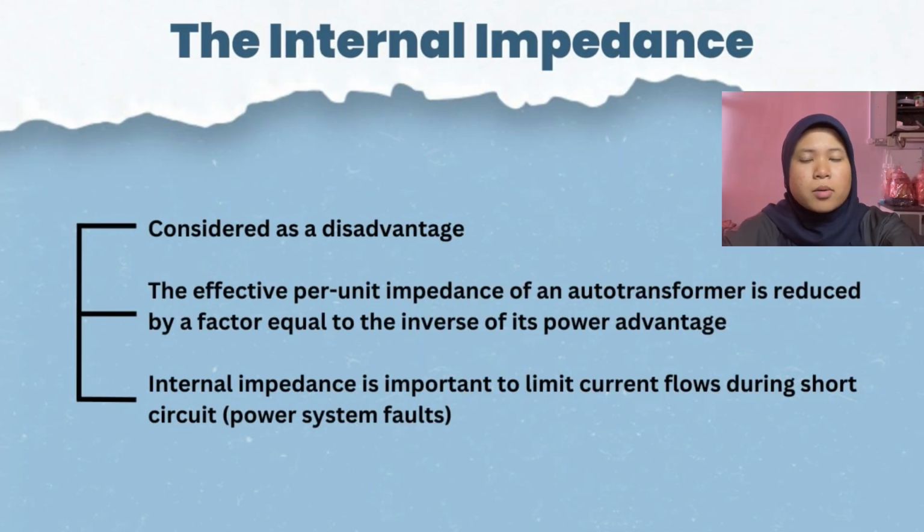Autotransformer has some problem with the internal impedance. The effective per unit impedance of an autotransformer is reduced by a factor equal to the inverse of its power advantage. Meaning that if the power advantage is N, the internal impedance is equal to 1 over N. The higher the power, the lower the internal impedance. But internal impedance is important to limit the current that flows during a short circuit.